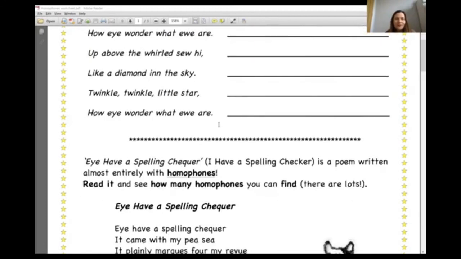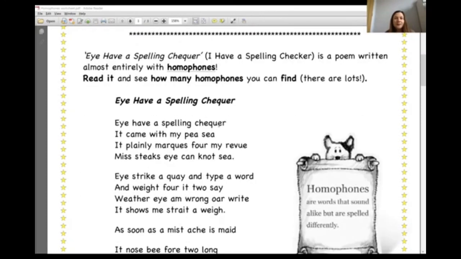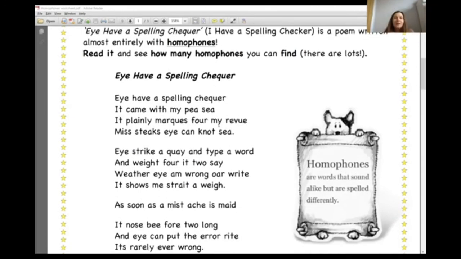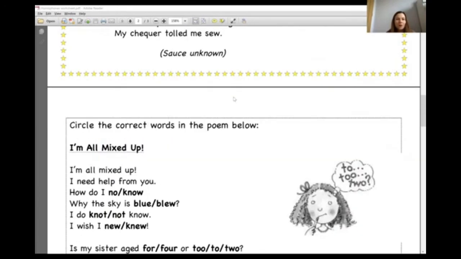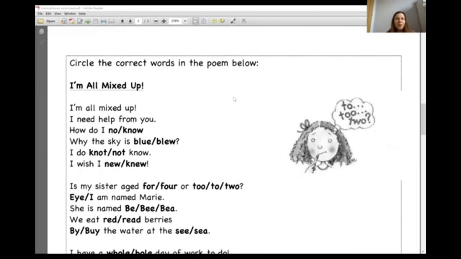So you can do this. Then here is another poem. Read it and see how many homophones you can find there. So I have a spelling checker. It came with my PC. It plainly marks for my review. So have a look at this. These are a bit tricky, but you can maybe find some words that are homophones. So if you find these poems a bit tricky, you can do these ones. Circle the correct words in the poem below.